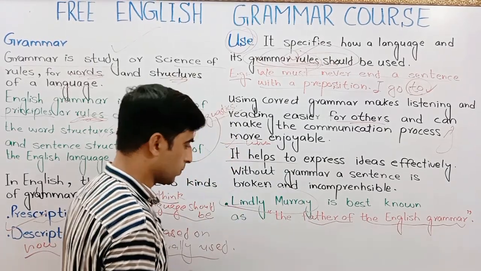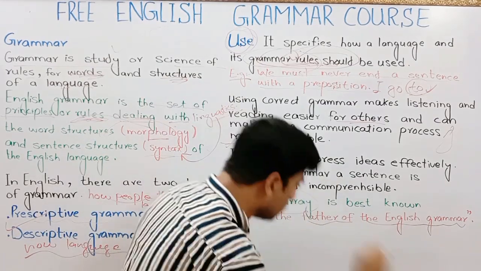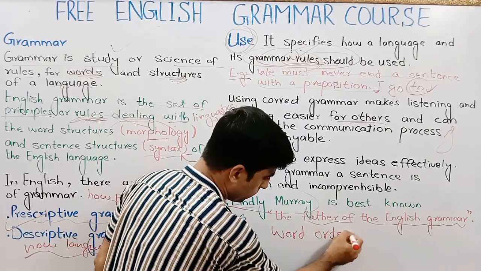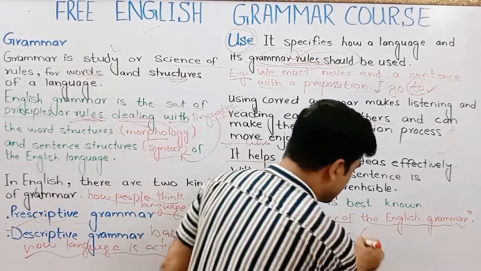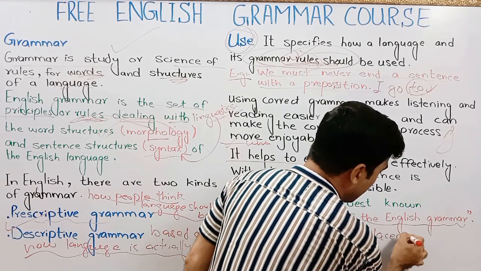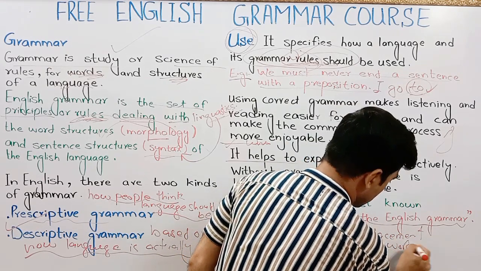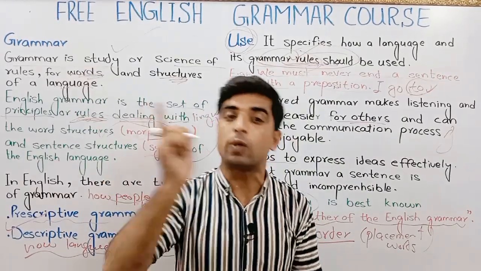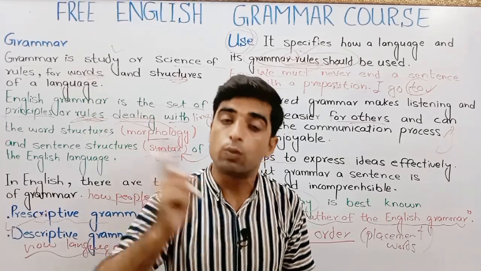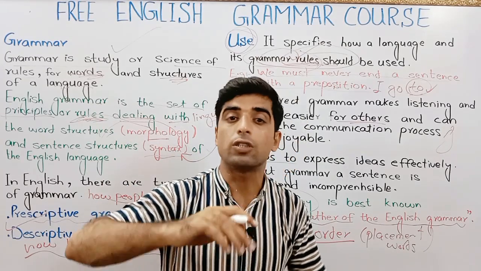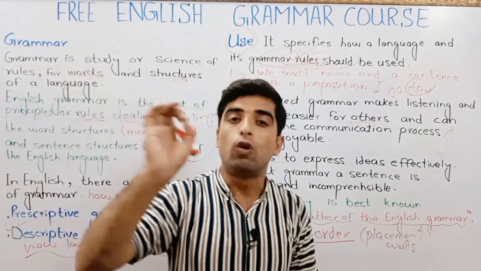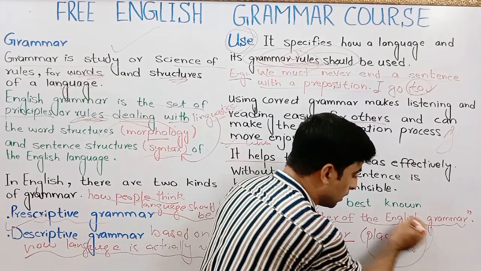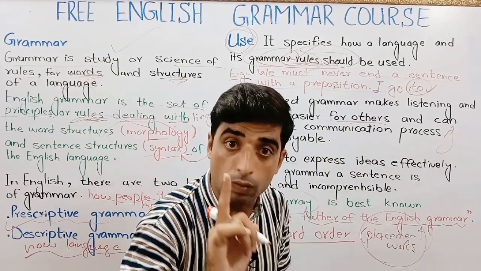Here, one important thing: in grammar, the most important thing is word order. In simple terms, you can say it is the placement of words. Where to put the subject, where to put the verb, where to put the object, where to put the adjective, where to put the adverb, where to put a conjunction, where to put an interjection. Word order is the most important thing in grammar. So in order to learn grammar, first of all learn word order.